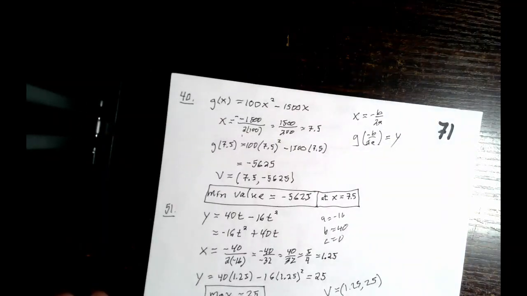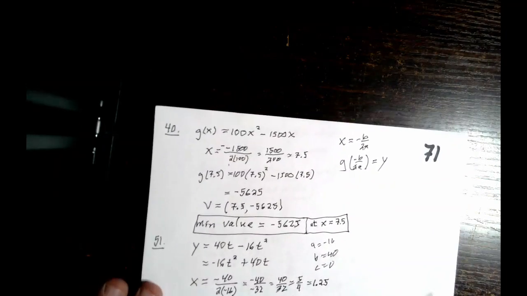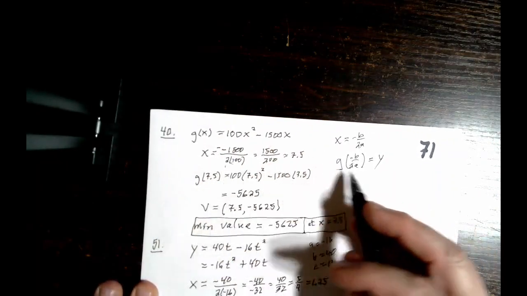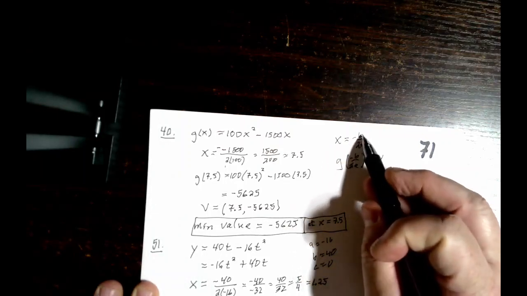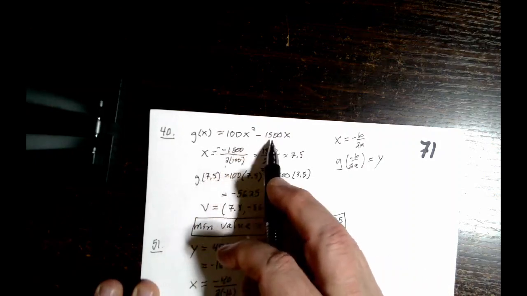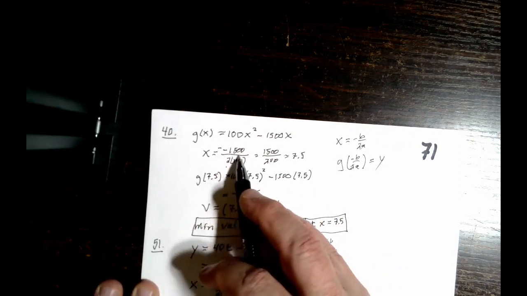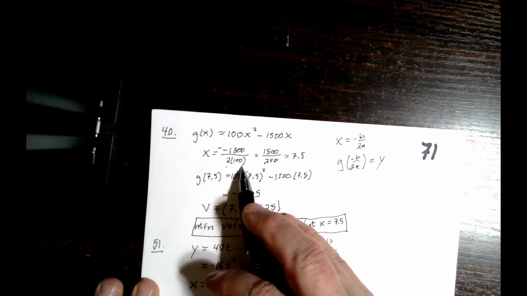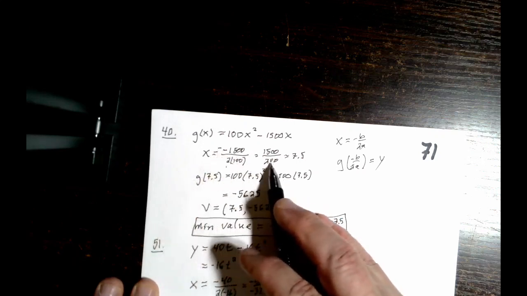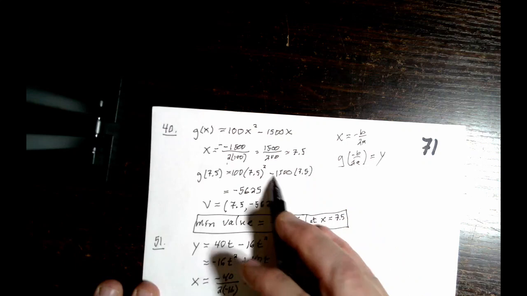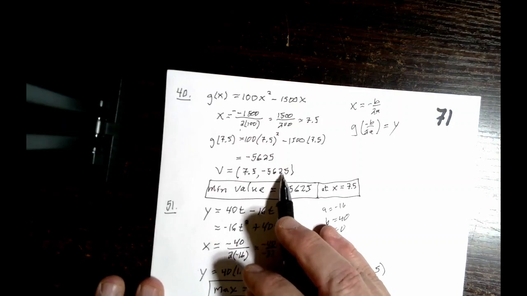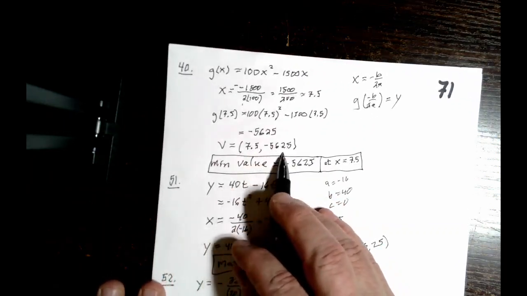Okay. Now the rest of these guys are finding the vertex in the more general sense. You write down your a, b, and c, and all you have to do is figure out what x is. X equals negative b over 2a. That's the x coordinate of your vertex. So b is minus 1500, so negative minus 1500 over 2 times 100. A is 100, b is negative 1500, and so negative negative is positive, that's 200, and that gives you 7.5. So now you plug it back into the function, and you get minus 5625. So there's your vertex, 7.5, negative 5625.